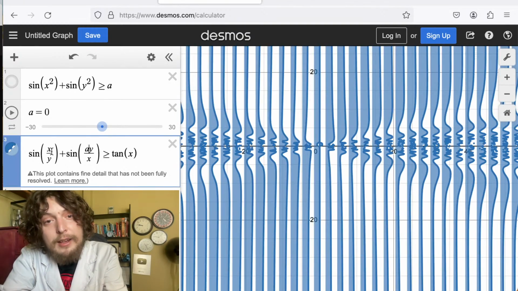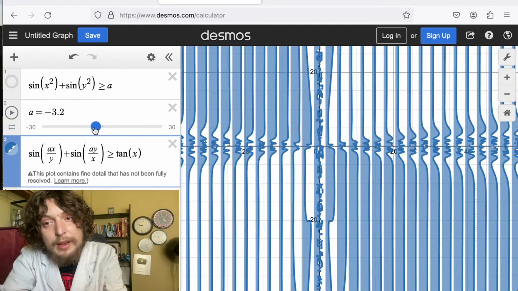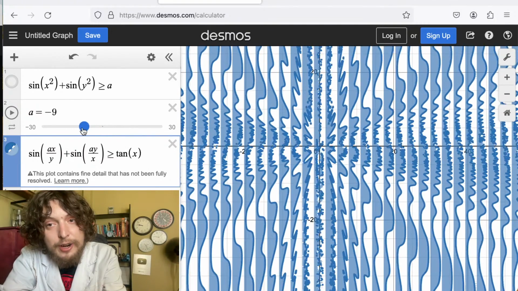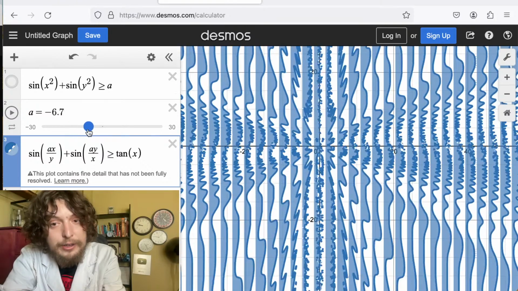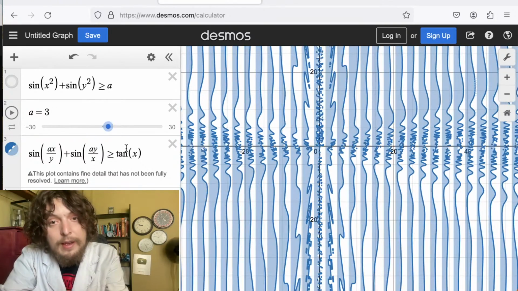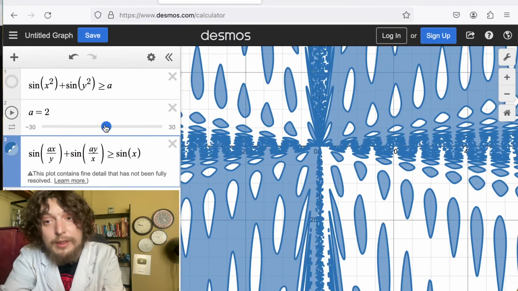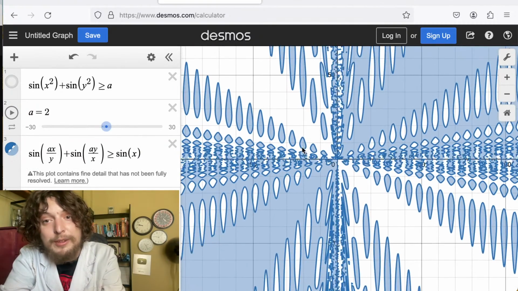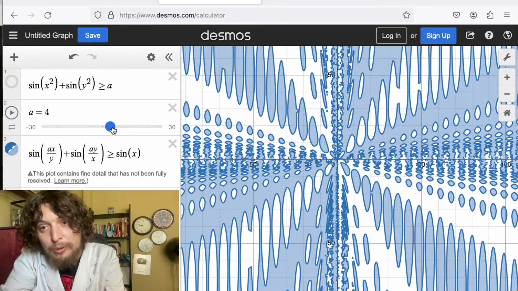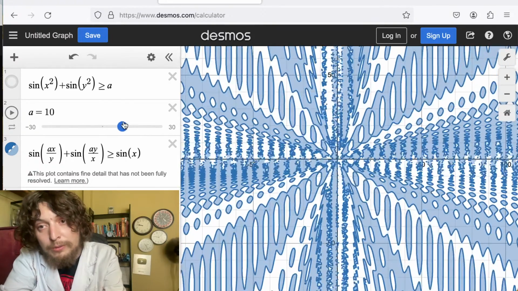Let's throw some a's in the mix. And now as I change this, I get strange mutating variations. And let's say I just do sine of x. That one's pretty cool. Let's zoom out a bit and see this one. Whoa.